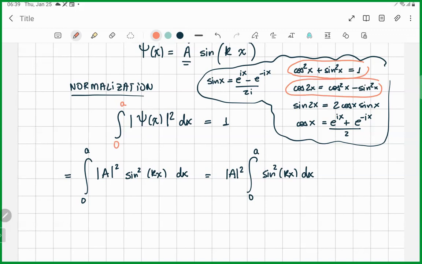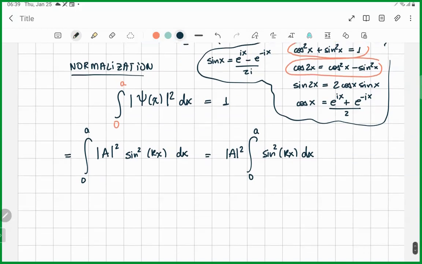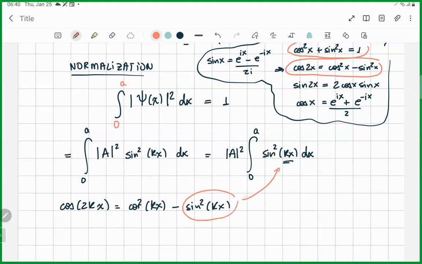Let's write, and I'm going to add now the k because there is a k in this story. Let me look at the cosine of 2kx. According to this relation here, cosine of 2kx is cosine square of kx minus sine square of kx. Okay, good. So this is what we have there.